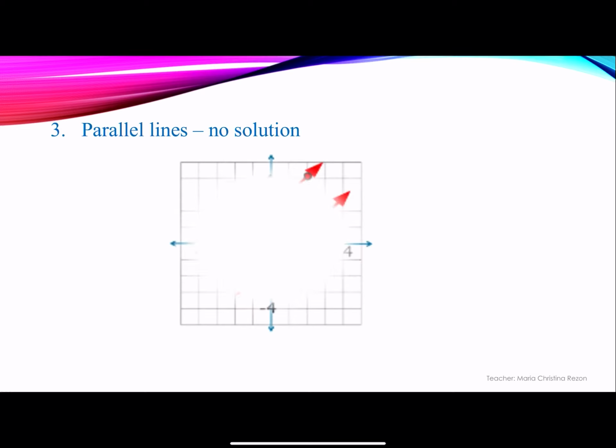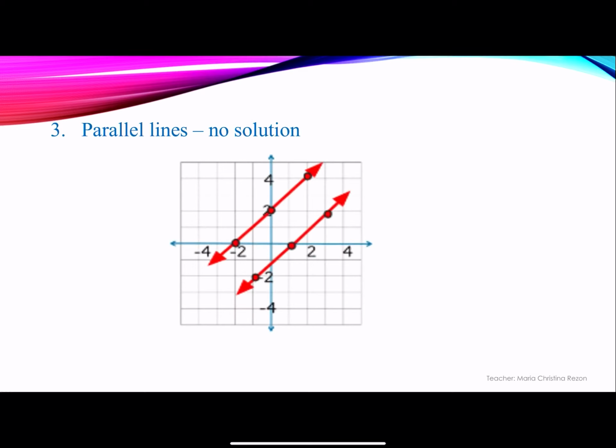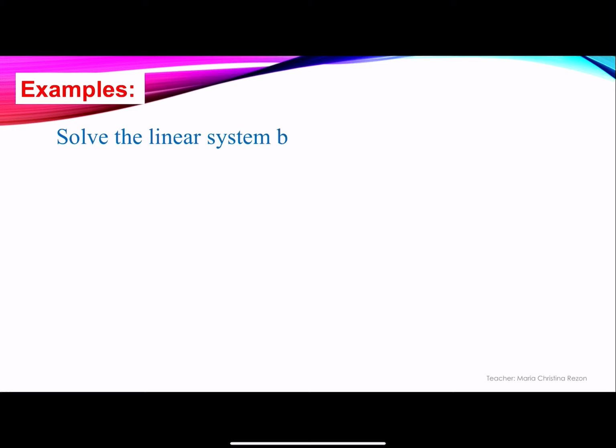And then the last one is parallel lines. Parallel lines do not intersect, therefore there is no solution. That is how the graph looks like, and it is inconsistent. Now let's have some examples here. Solving linear system by graphing method.